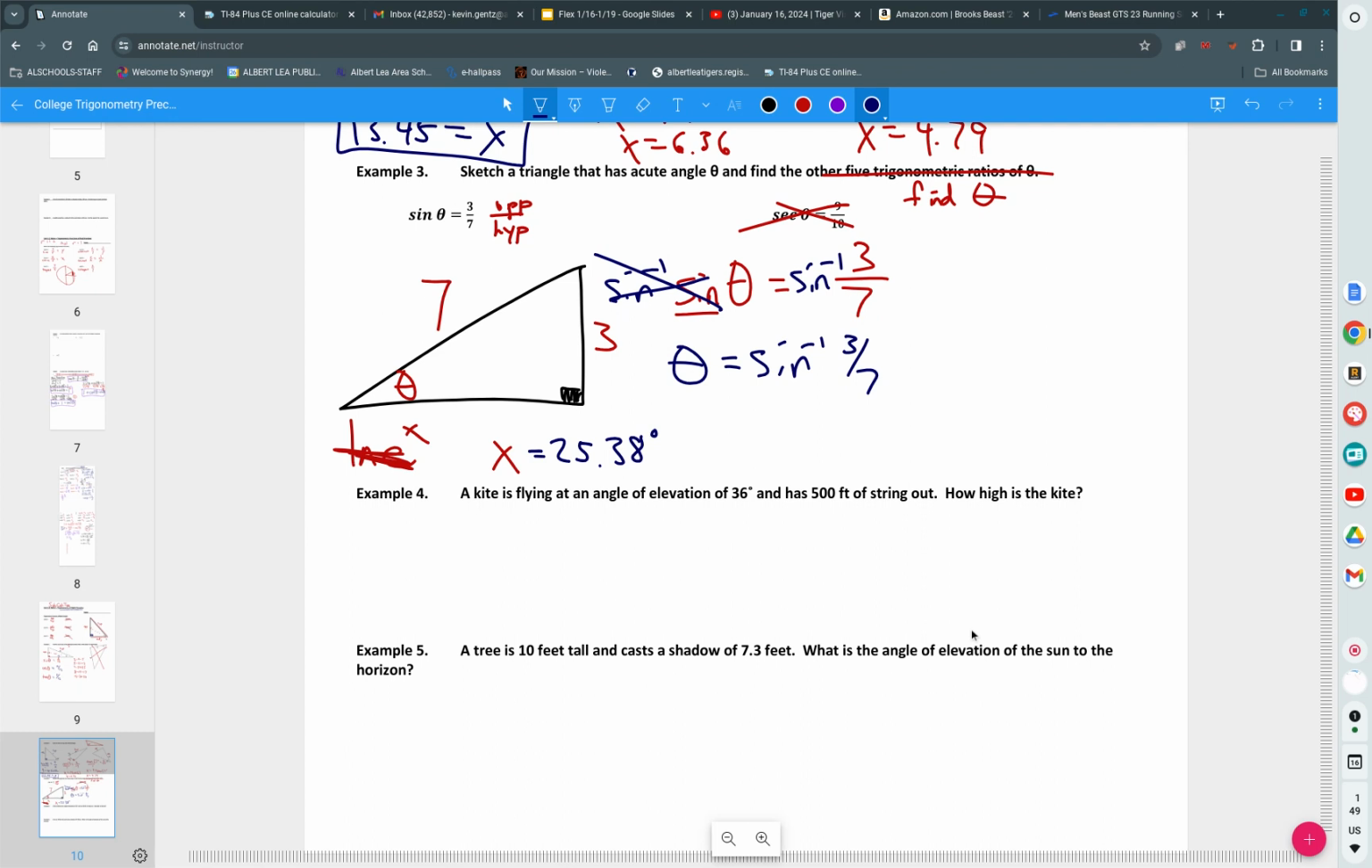On the back side, it says to find the area of each sector. And the area formula is A equals 1/2 r squared theta. Again, theta must be in radians. Okay?